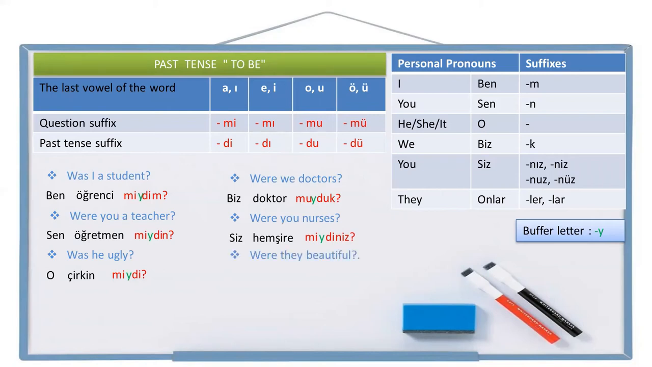And the last example. Were they beautiful? Let's write they first. Onlar. Beautiful. Güzel. Question suffix. Mi. Past tense suffix. Di. Buffer letter between them. And the person pronoun suffix to the end. Onlar güzel miydiler? Were they beautiful?